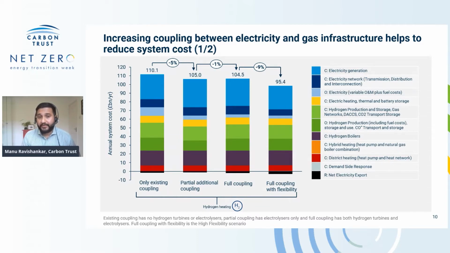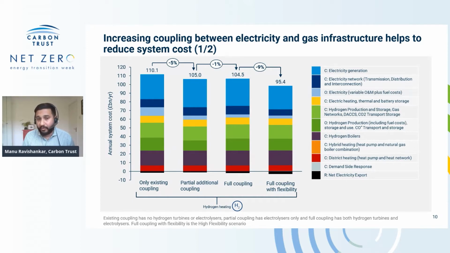Now, the use of electrolyzers and the hydrogen turbines reduces the system cost by actually reducing the amount of natural gas required in both the hydrogen and power production, and of course, therefore, has a knock-on implication on the level of carbon negative technologies such as direct air capture that is required to offset emissions from these activities.